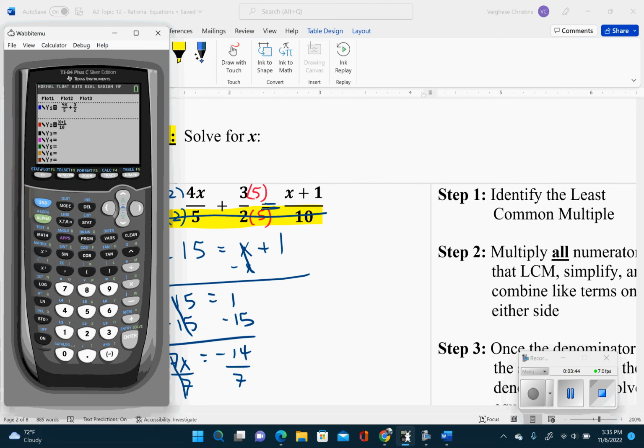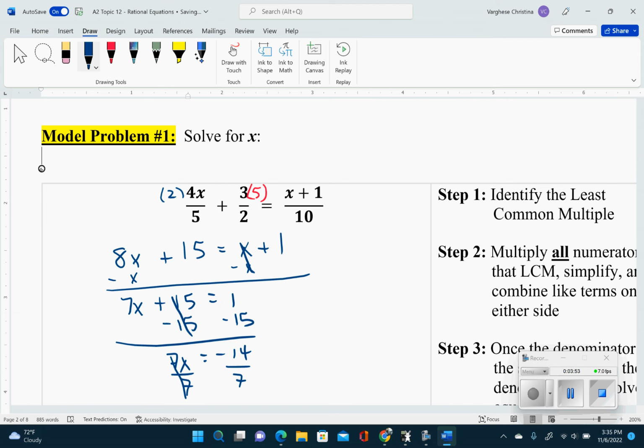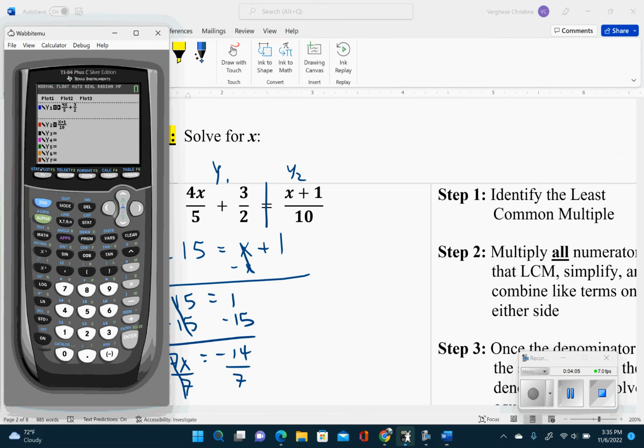If this was a multiple choice question, you could do this straight on the multiple choice, but let me just show you. Let me go ahead and erase all of this right here. We're going to go back to the original problem, and we're going to plug it into the calculator. Whatever's on the left side of the equal sign, we plug under y1, and whatever's on the right side, we plug under y2. So how do we do that? Alpha y equals gets us the fraction, so we do 4x over 5 plus 3 over 2, exactly what's here, under y1. Then for y2, we plugged in whatever's on the right side, which is x plus 1 over 10.